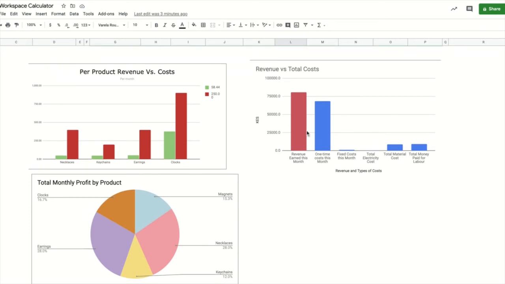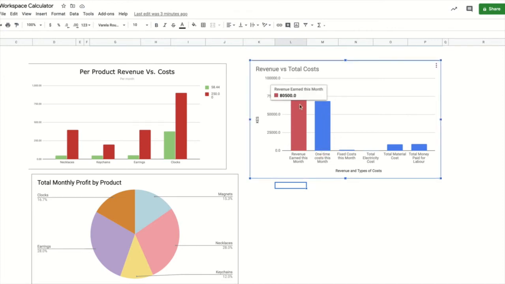Then we also have the revenue versus total costs graph, which shows us that our one-time costs are almost equal to the revenue earned this month, which means that from next month onwards, we'll need to figure out a way as to how to decrease this.